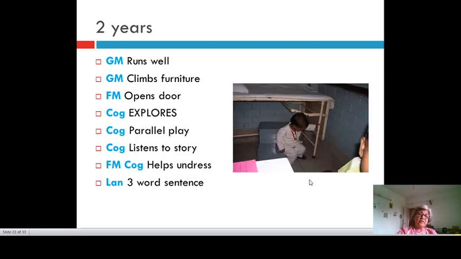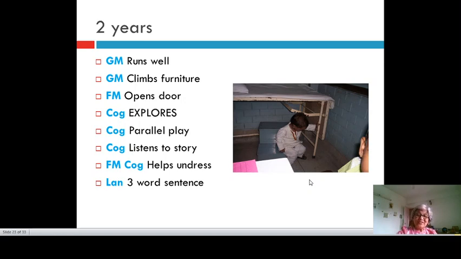At 2 years, the baby can run well, he can climb up furniture, he can open doors, so he gets into the exploration mode. He can do a lot of parallel play. What I mean by parallel play is he plays with other children, but not with them. Two children of 2 years will sit side by side, enjoy their company, enjoy and share the same toy, but will not play together. This is parallel play.